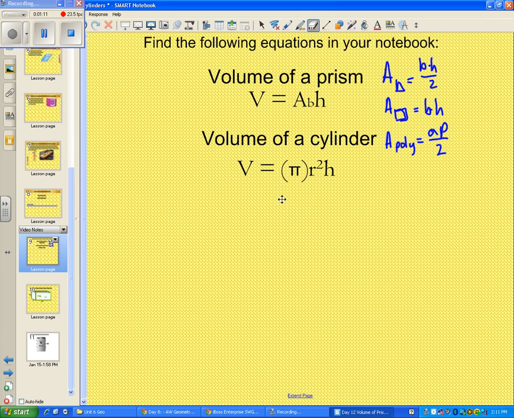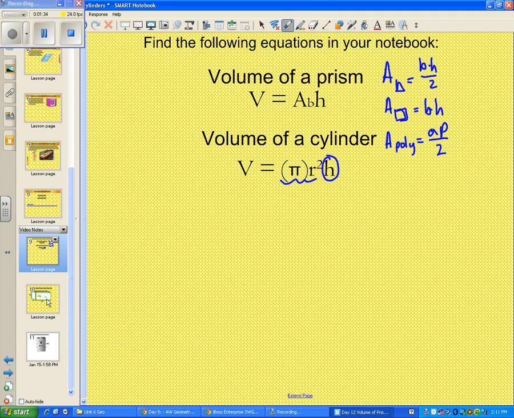And a cylinder is pi r squared times h, where r is the radius of the circles. This is the area of the circle times the distance between the two circles. Again, the h right here is the distance between the two bases, which both happen to be circles in this case. So that's the two formulas that we're going to use to find the volume of prisms. And so we'll do practice.